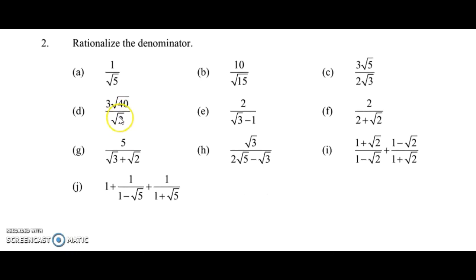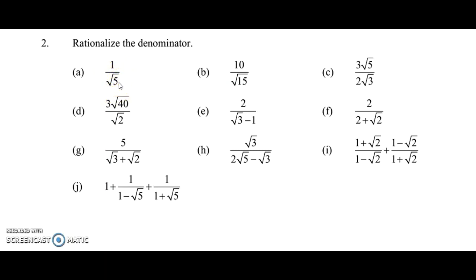Hi everyone. Today what we're going to learn in this video is how to simplify the surd expression by rationalizing the denominator. All right, so this is the example. If you have 1 over surd 5, we know that surd 5 is not a rational number.